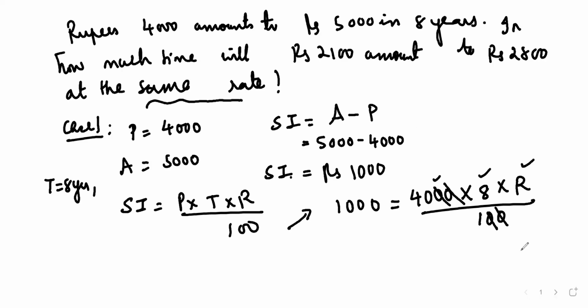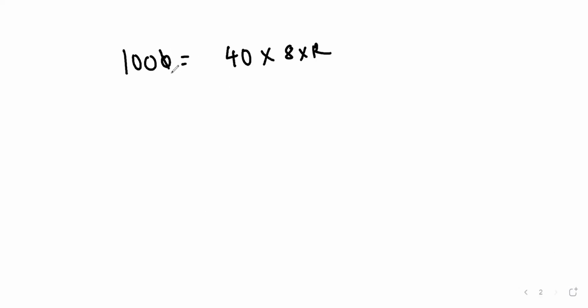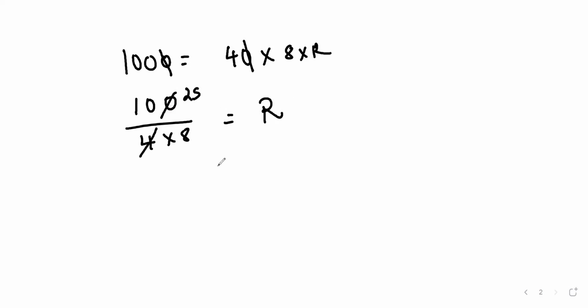Let's just look back whether the calculation is correct. Yes, PTR over 100, so 40 into 8 into R. Two zeros are cancelled, then I can cancel a zero on this side and this side. Then 100 divided by 4 into 8 is equal to R. So 4 ones are 4, 4 25s are 100. So R is 25 by 8, or 3 1 by 8 percent. Not that we have to simplify it, you can leave it at this. R is 25 by 8%.